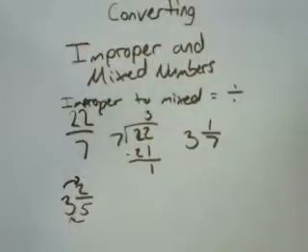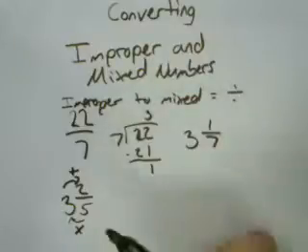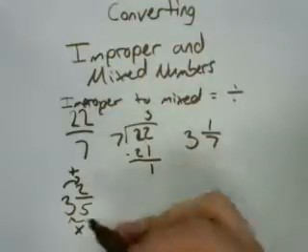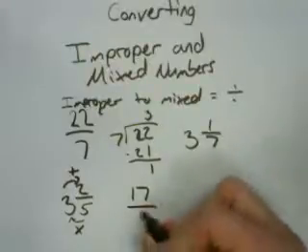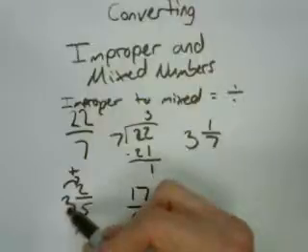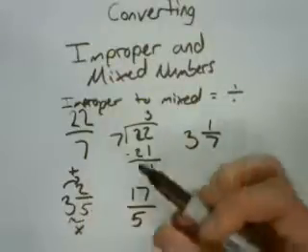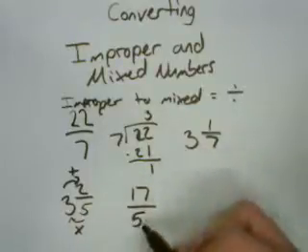Now, some people call this different things, but really, you just have to multiply and add. So 5 times 3 is 15, plus 2 is 17, and they are fifths. So in other words, I take this 5, multiply it to the 3, then add it to the 2, and that is my new numerator. And then the denominator stays the same.